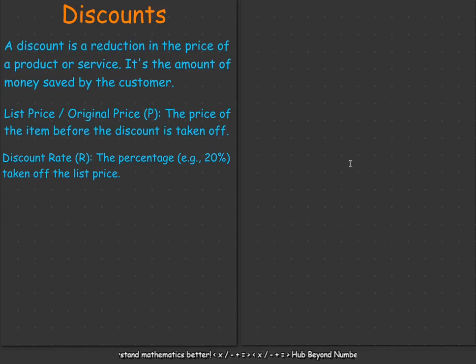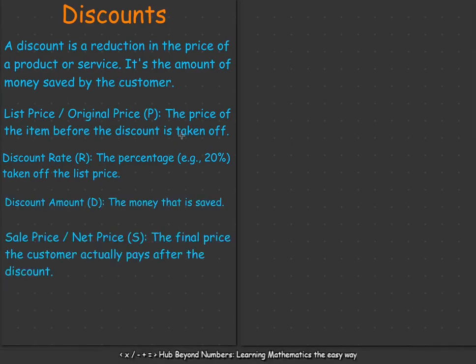Now, when you take off that rate and we calculate it, what do we call it? We call it the discount amount, and its symbol is D. The amount that you will save is what we are calling the discount amount.